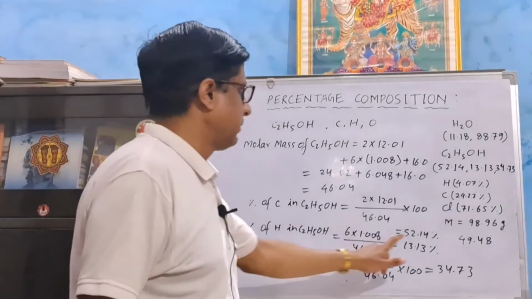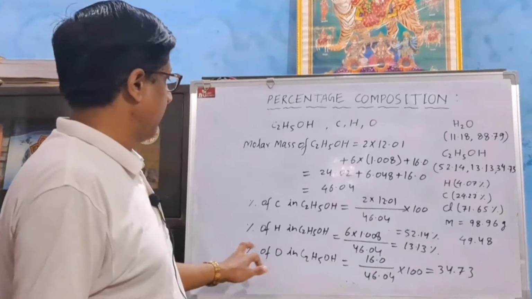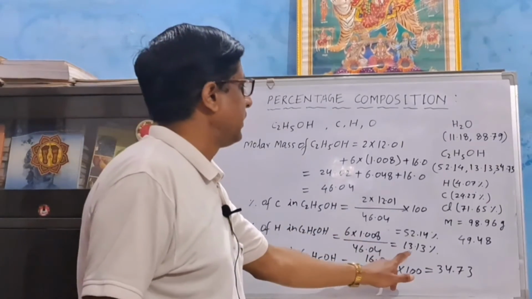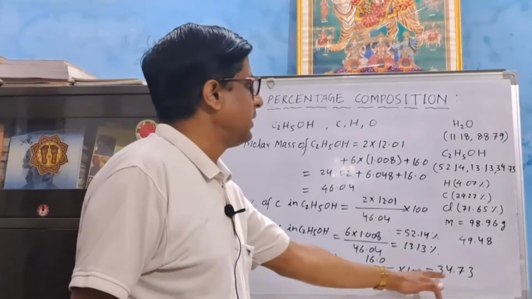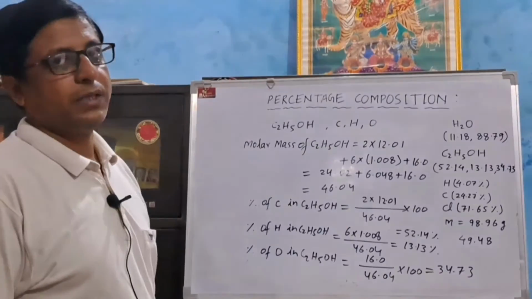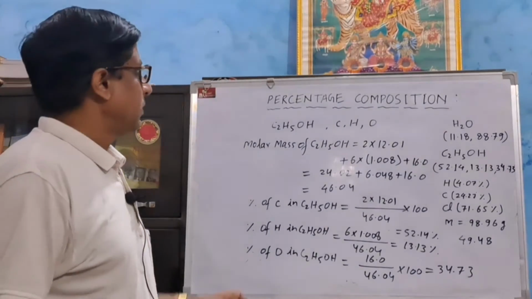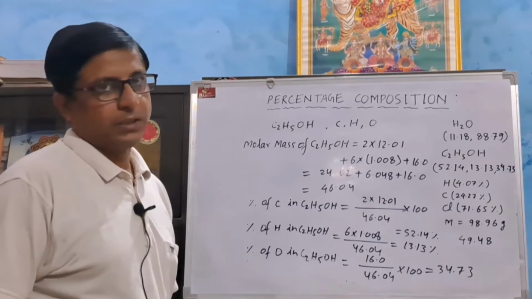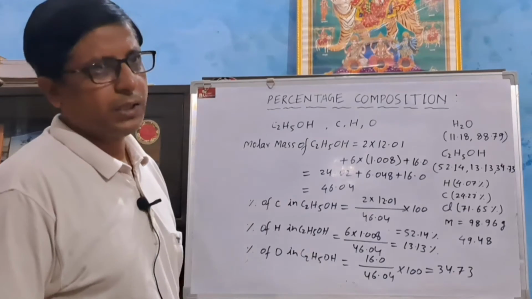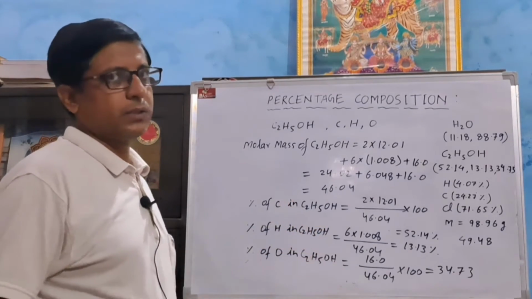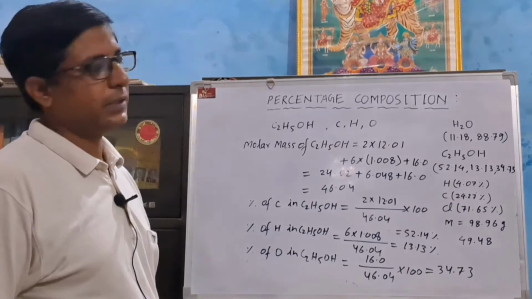Percentage of carbon is 52.14%, percentage of hydrogen is 13.13%, and the percentage of oxygen is 34.73%. Thus, we can determine the percentage composition if we know the molar mass and masses of different elements present in the compound.